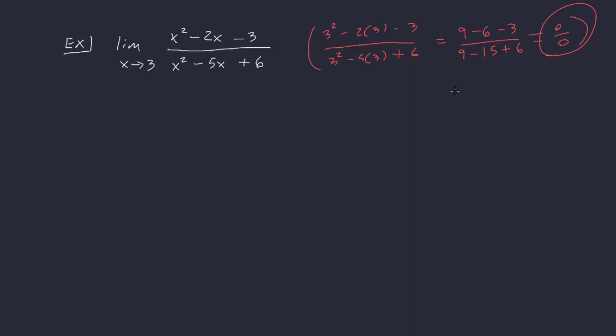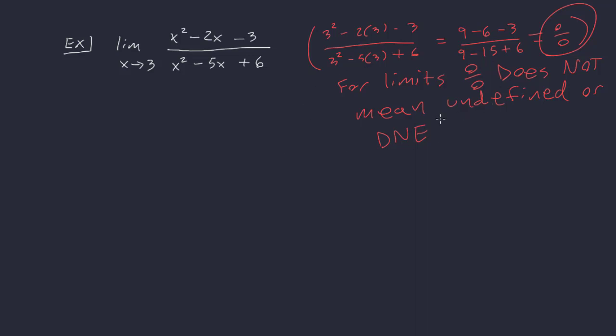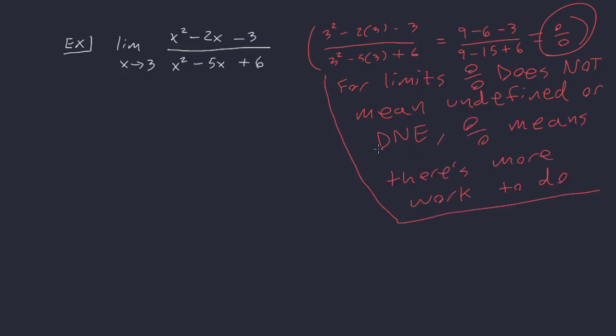Now, let me specify. Whenever you see a 0 over 0 case with a limit, do not put undefined. Okay? It might mean that, but with limits, 0 over 0 means there's more work to do, always. Okay, and what work is that? Well, with a 0 over 0 case, it's usually algebra.